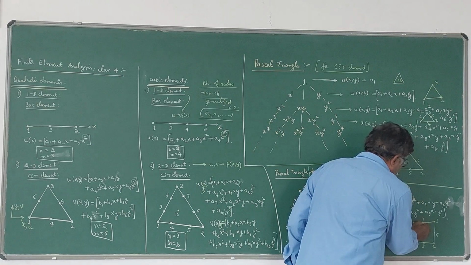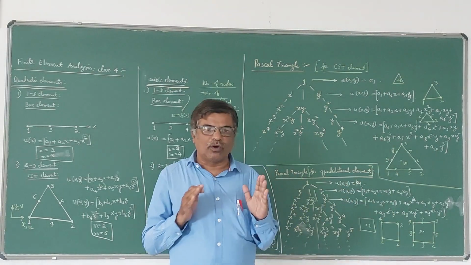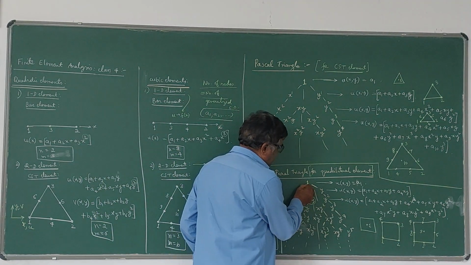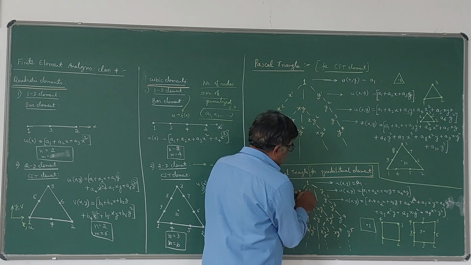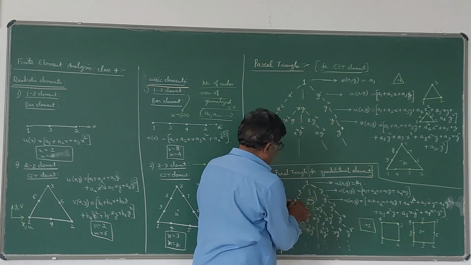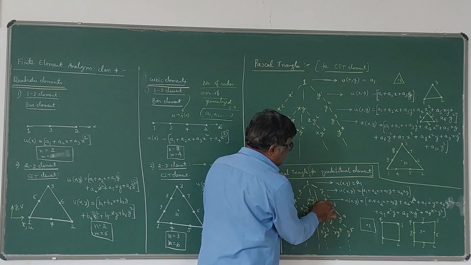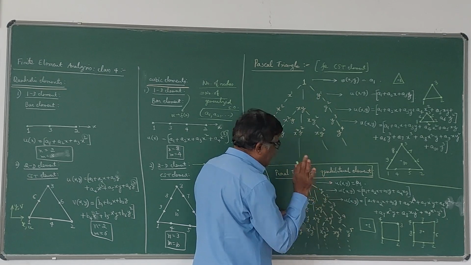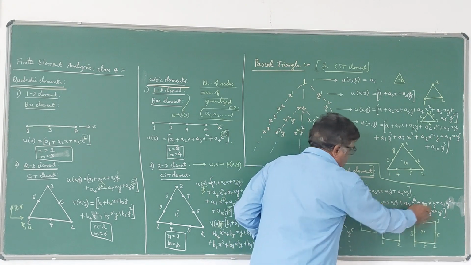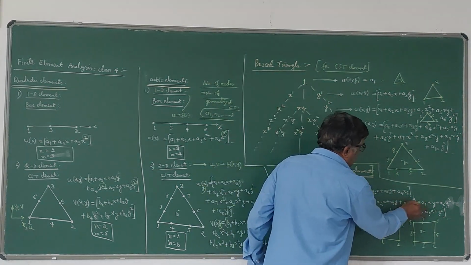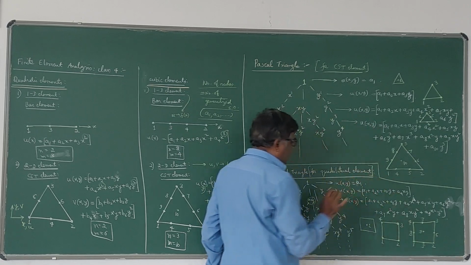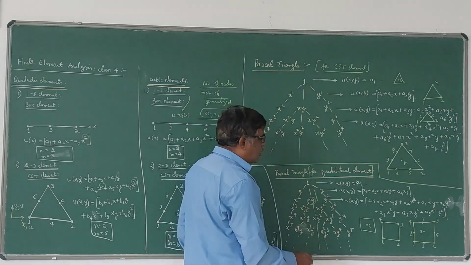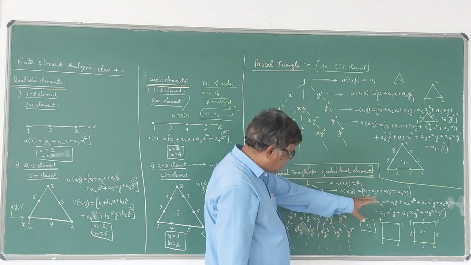Next comes 9 nodes. For 9 nodes, you should have 9 generalized coordinates, that is a1 to a9. How to write that? Let us see here. So first we have to start from here only. a1 plus a2x plus a3y, plus a4x square plus a5xy plus a6y square. Then you cannot choose all these because there are only 9 terms here. 1, 2, 3, 4, 5, 6, 6 terms are already over. So you are left with only 3 terms.